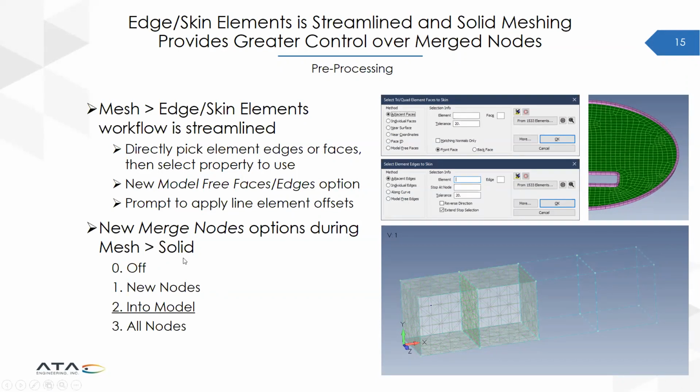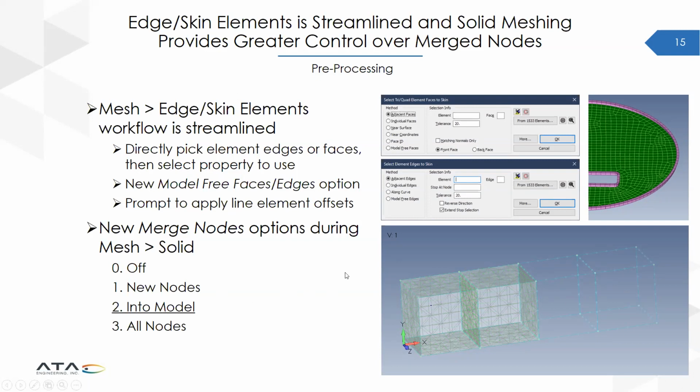Continuing on, there are some new options inside the mesh solid command to control how nodes are merged during solid meshing operations. This is going to be for solid tetrahedral meshes. In the example over here, we have just a rectangular block with 4 sections. The first 2 sections have already been meshed, and I have some examples showing what it looks like as the rest is meshed. Now, 0, 1, and 3 were previously available. Number 2 here, into model, is going to be our new option.